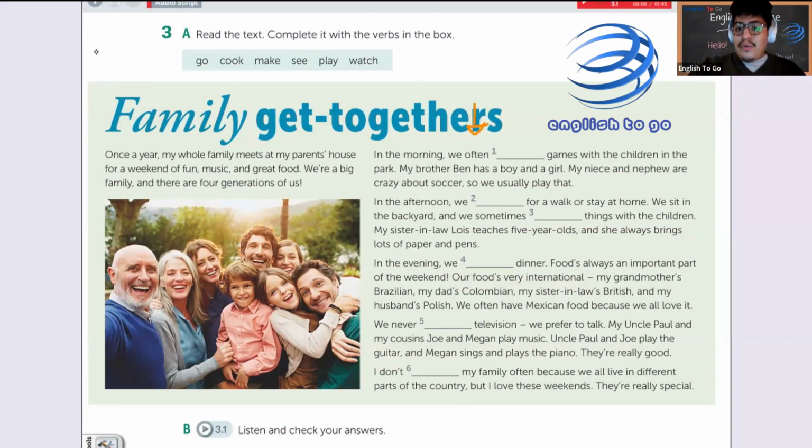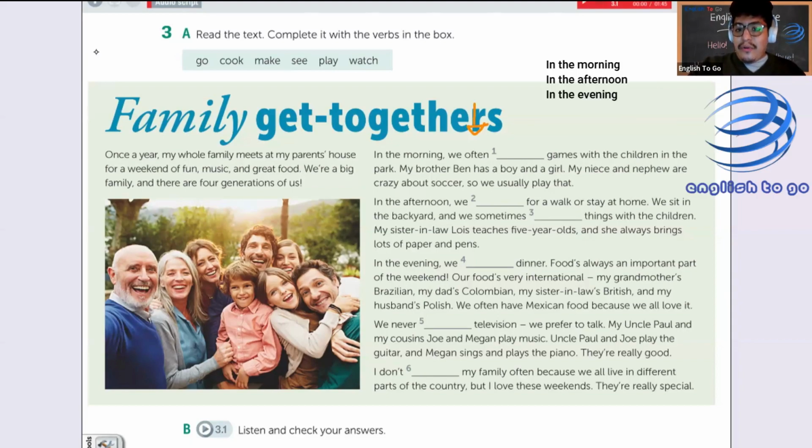In the morning, we often play games with the children. It means in the mornings, it is very common that these people play games. I am using a time expression, in the morning, and also I am using a frequency adverb. In number two, in the afternoon, we go for a walk or stay at home.